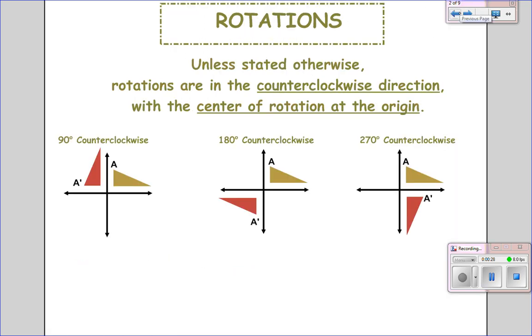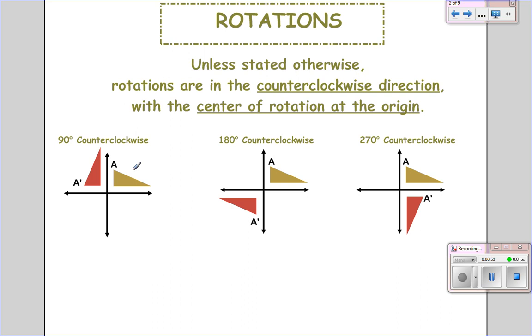When we do rotations, unless stated otherwise, rotations are in the counterclockwise direction. So if you think of a clock, it would normally go this way, but counterclockwise means we are going to go opposite, so this way. That's how we're going to do our rotations, with the center of the rotation at the origin.